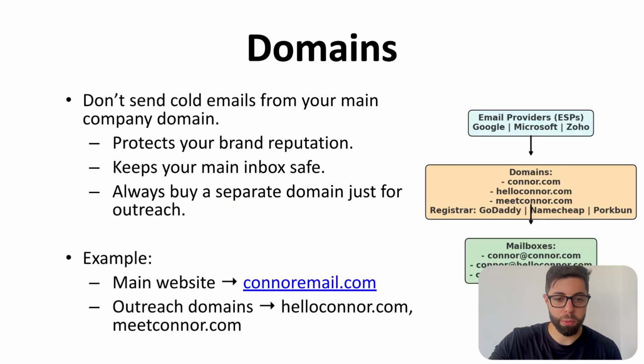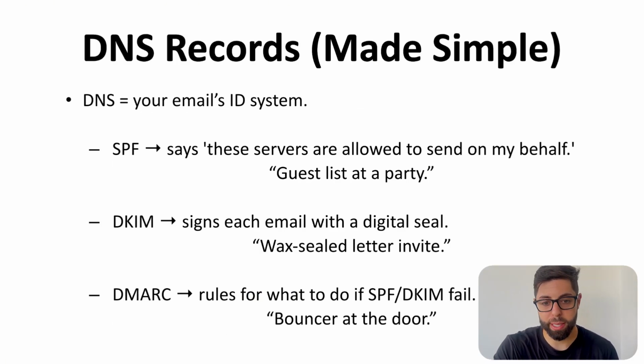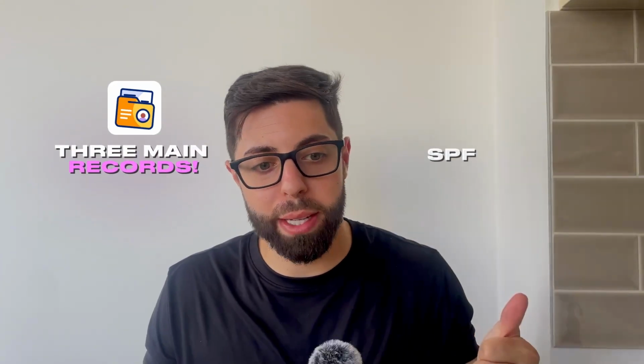Now, let's just say that we buy a domain. So coming back here, we bought helloconnor.com as an example. So to go into DNS records very quickly, and I want to make them simple for you, you can almost think about them as your email's ID system. And there's 3 main records. There's SPF, there's DKIM, there's DMARC.